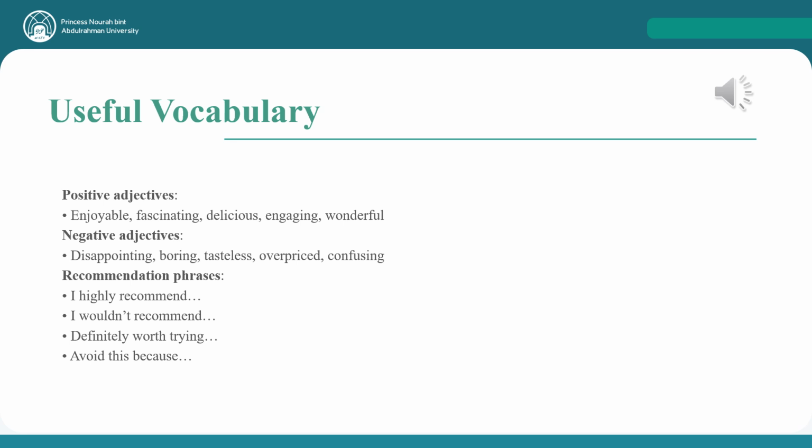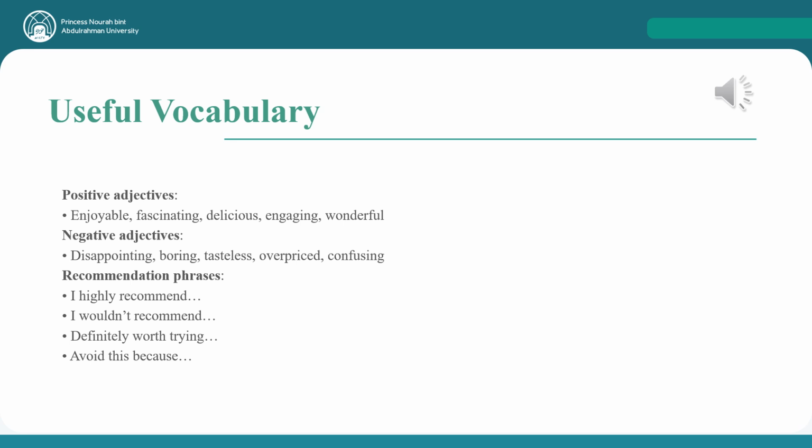Here is a list and examples of vocabulary that you can use if you're writing a review. Positive adjectives: enjoyable, fascinating, delicious, engaging, wonderful. Negative adjectives: disappointing, boring, tasteless, overpriced, confusing.